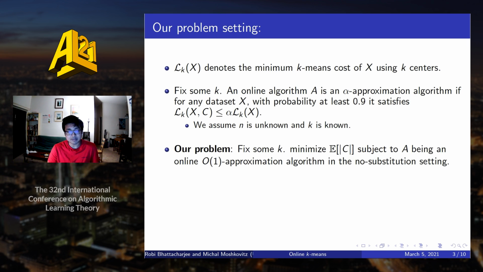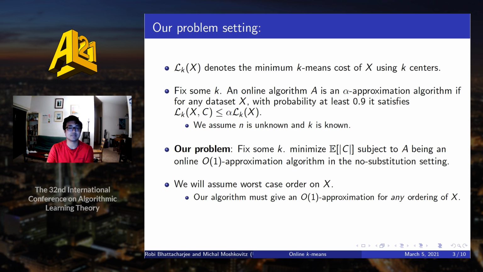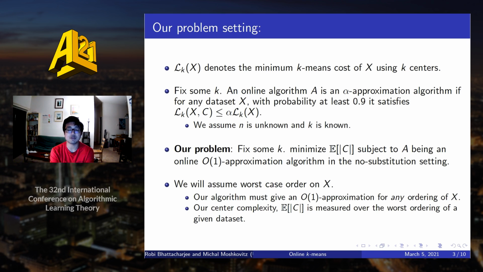So our optimization problem formally is, for any K, we want to minimize the expected number of centers chosen, the expected value of the size of C, subject to our algorithm being an O of 1 approximation algorithm in the no-substitution setting. And in this work, we're going to look at the worst case order on X. This means that we will consider any ordering of a data set X.